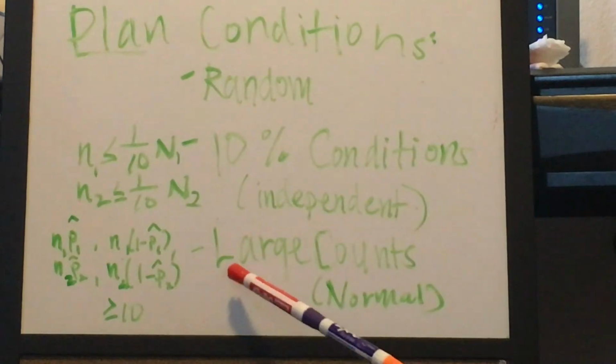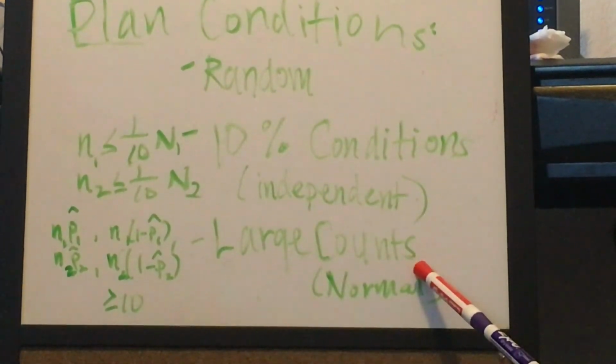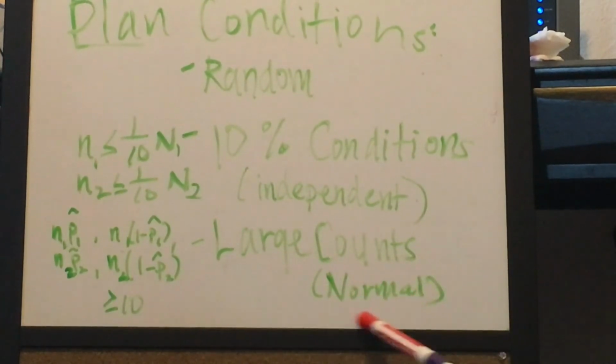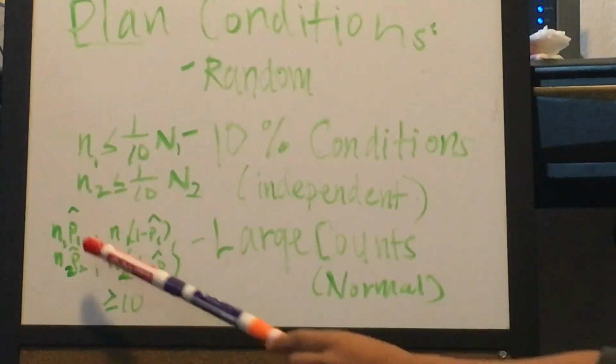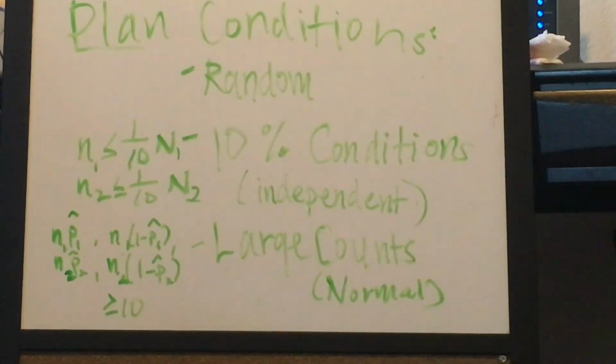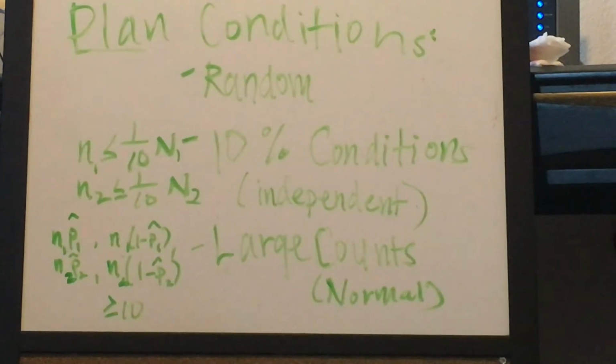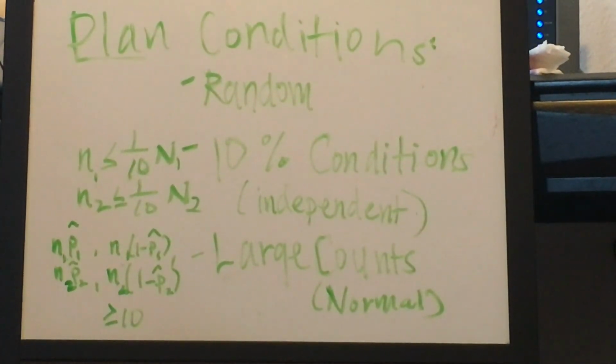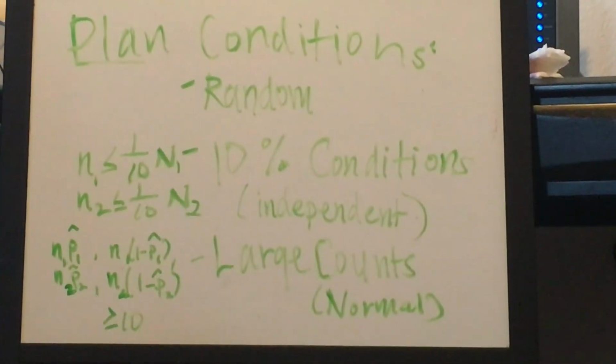The final condition is the large counts condition, which is like the normal condition. The counts of successes and failures in each sample or group are all at least 10. And when checking conditions, we must make sure to not just state and check off the conditions, but also to show how the conditions are met. And this is often a common mistake.